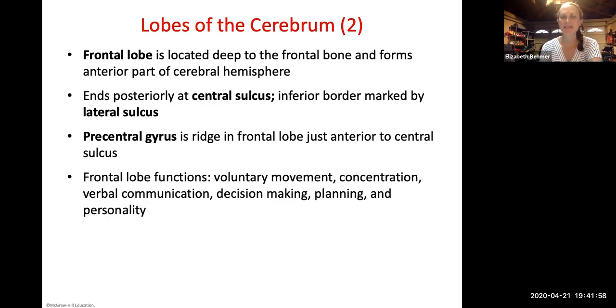The frontal lobe is deep to your frontal bone. It ends posteriorly at the central sulcus. The precentral gyrus is directly anterior to your central sulcus. And these are a lot of the frontal lobe functions that you can use to answer number 10. I talked a little bit about concentration, voluntary movement, verbal communication, decision planning, decision making, and personality all come from the frontal lobe. So those are functions of the frontal lobe. That gives you a little better detail than what that graph on the first slide showed.